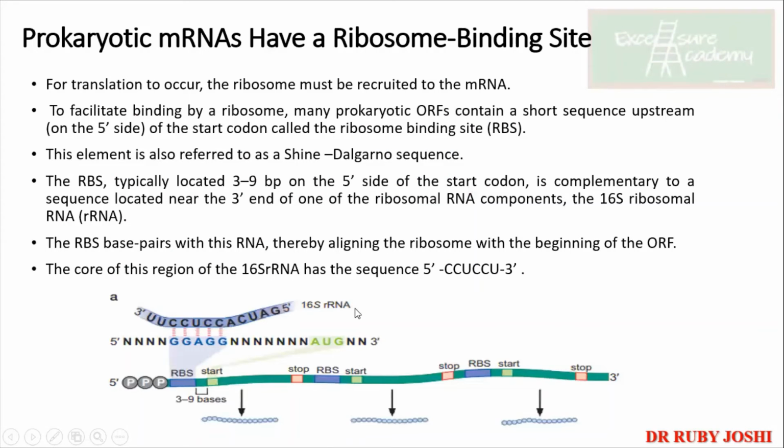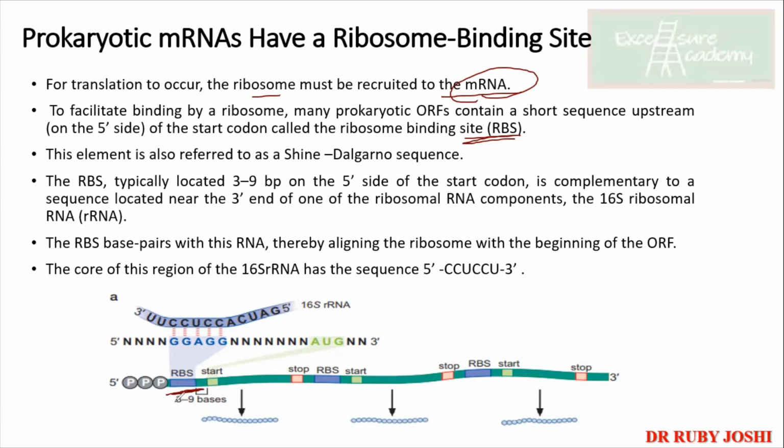Okay, now the important part. Prokaryotic mRNAs have a ribosome binding site, जो अभी हमने previous figure में देखा था, RBS which we were talking about. So RBS is your ribosome binding site. Now for the translation to occur, the ribosome must be recruited to the mRNA. So this information is present where? It is present in the mRNA itself in the form of your RBS. So this is what RBS stands for.